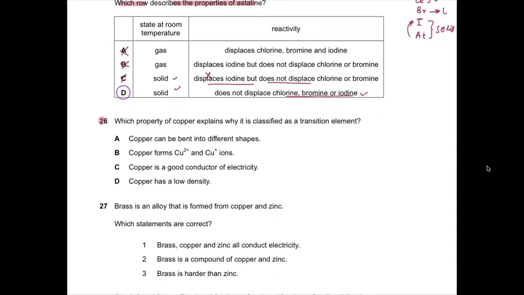Okay. Now MCQ number 26. One minute, please, everyone. One minute, please.